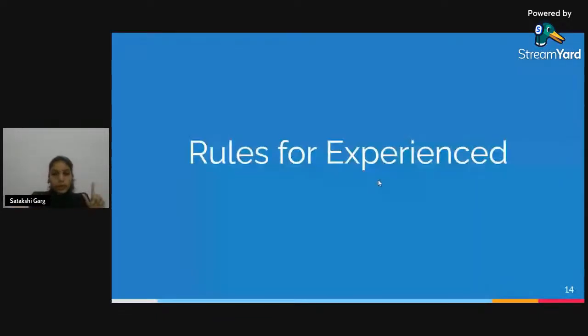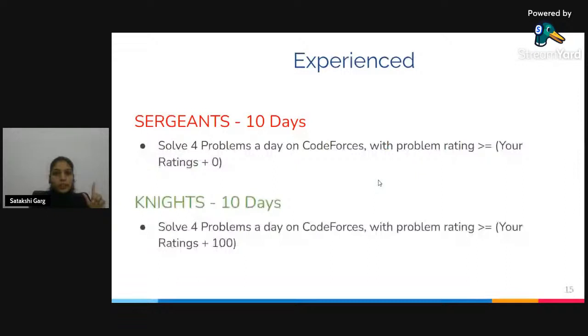Now let's talk about the rules for the experienced people. There's just one difference between the rules for the experienced people and the rules for beginners. There we were starting with plus 100, right? Suppose the rating is 1000, we started with 1100, 1200, 1300 and 1400. But here we'll be starting with the person's current rating. So suppose your rating is 1300, you'll be solving 1300 for the first 10 days, then 1400 for the next 10 days, then 1500 for the next 10, and then 1600 for the next 10 days. So that is how experienced level coding would go.